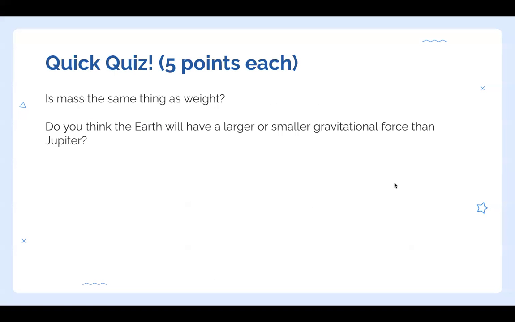Now we have our first quick quiz. Each of these quiz questions is worth 5 points. If you think you know the answer, just go ahead and private chat one of the volunteers your answers. The first question is: is mass the same thing as weight? And the second question is: do you think the Earth will have a larger or smaller gravitational force than Jupiter? I'll give you a few minutes to answer these questions.